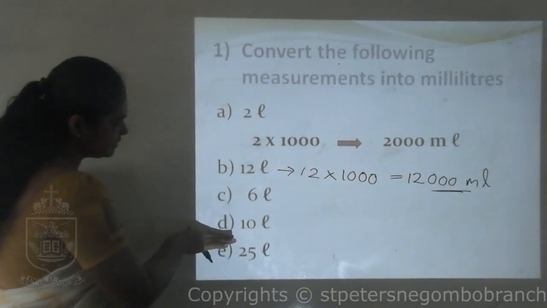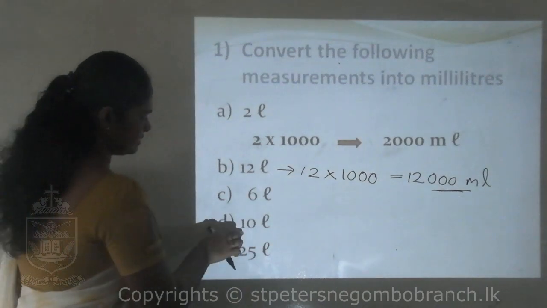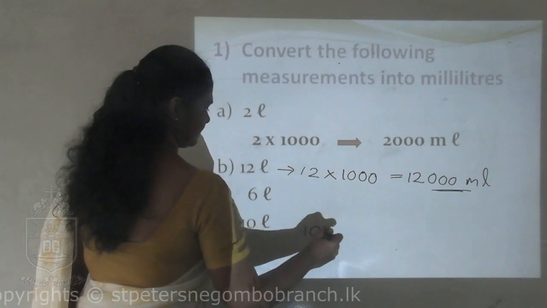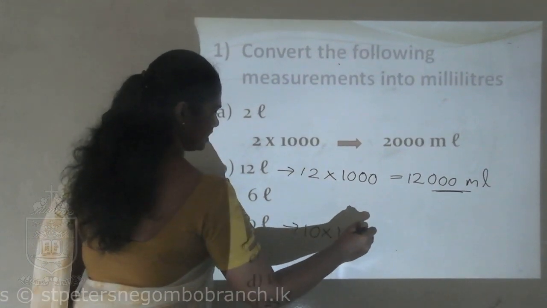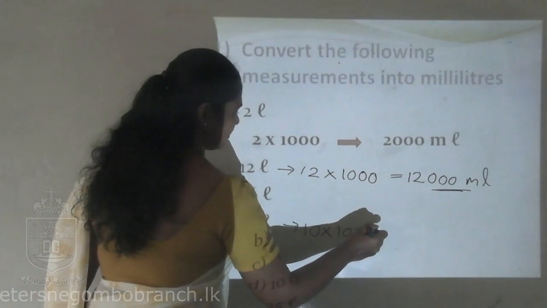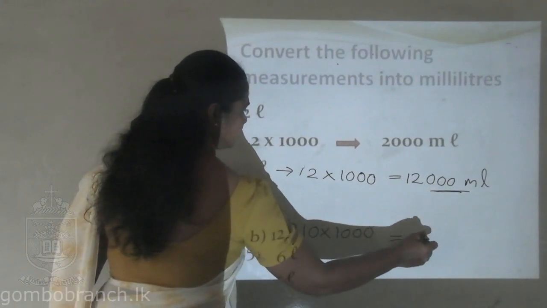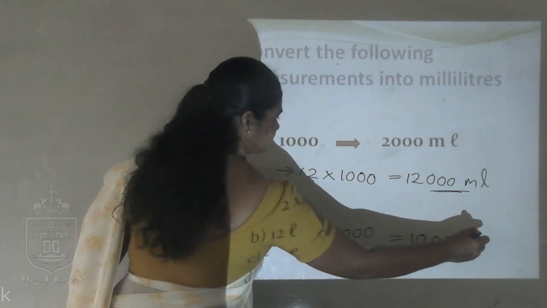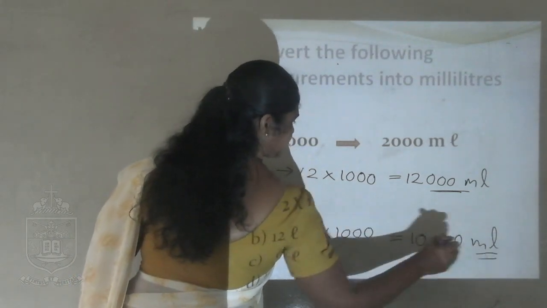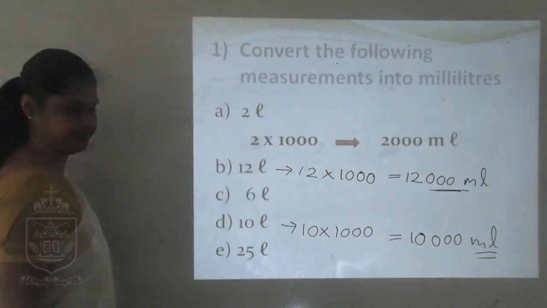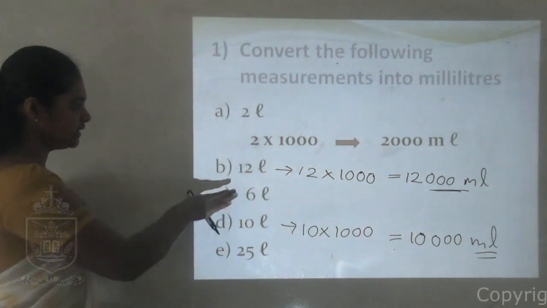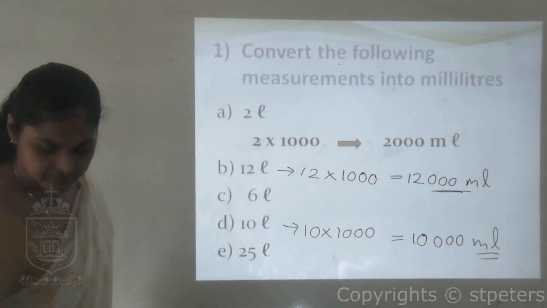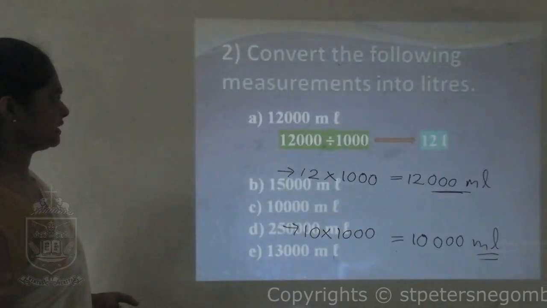Shall we try the D one? D, 10 liters. So 10 you have to multiply by 1000. Similarly, it becomes 10,000 milliliters as a final answer. Okay, so the rest of the exercise you can do on your own. Okay, so now we are going to move into the next slide.